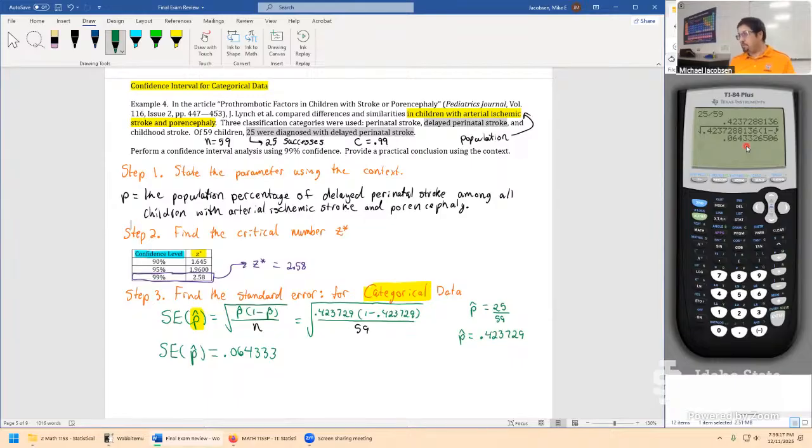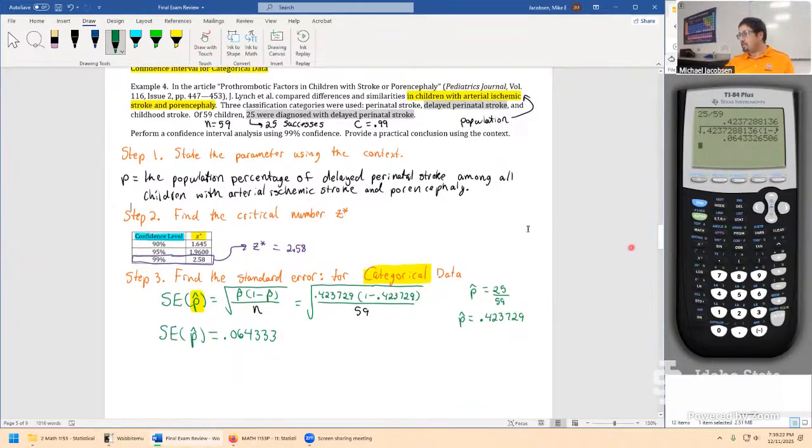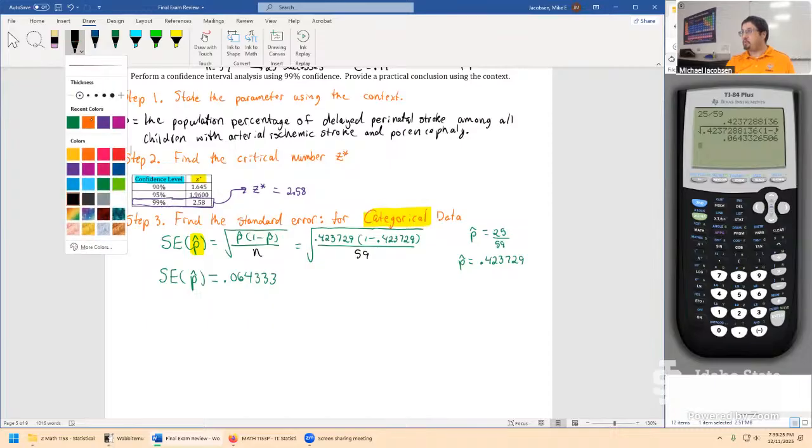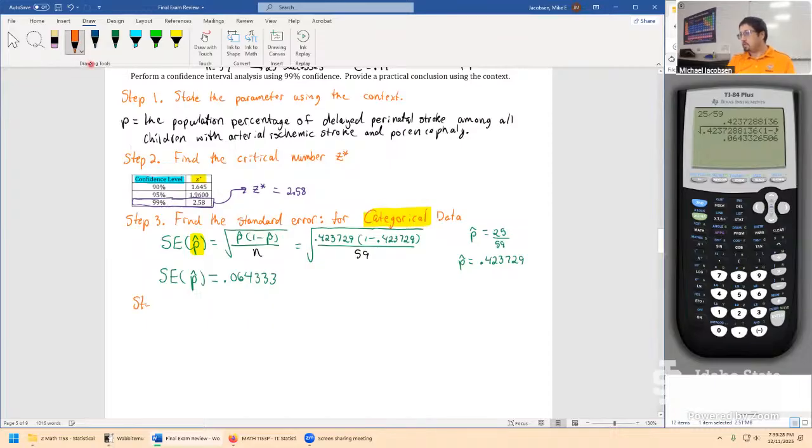Awesome. So that's pretty much the worst part of the computation side. Step 3 was finding standard error. So it looks like step 4 should be compute the interval. It's a confidence interval for a population proportion. So the form that this takes is the statistic p hat, add or subtract the critical number z star multiplied by the standard error we just found. So that's the entire interval.